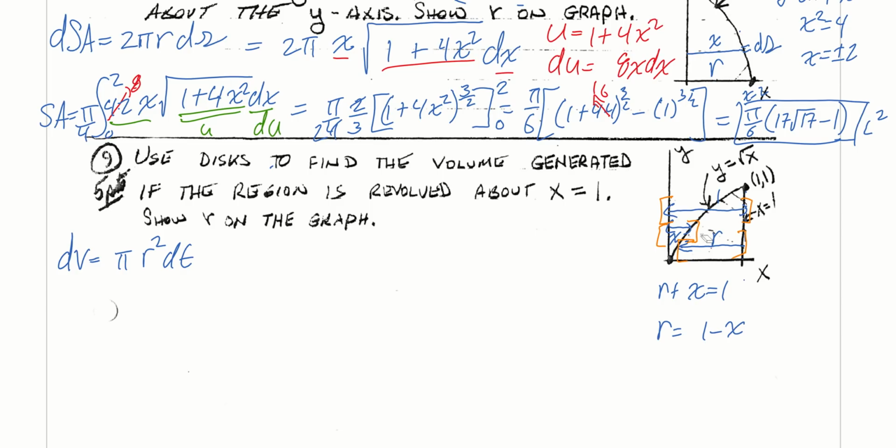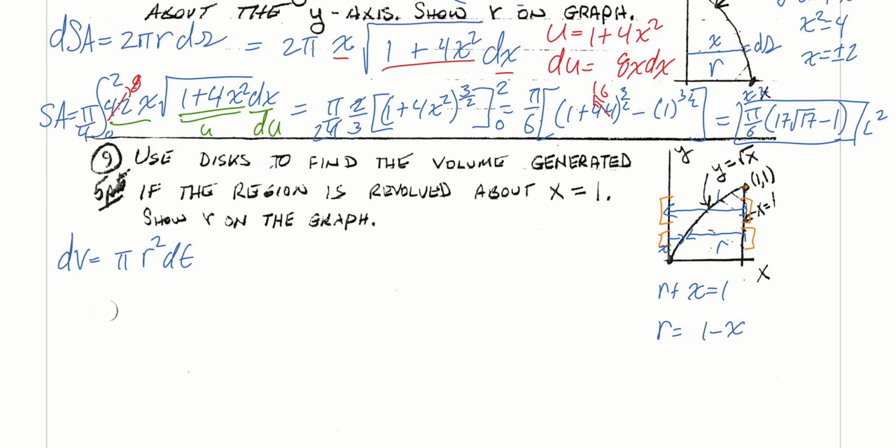I probably should have drawn r and x at the same height to show that relation. So r would be right here, and this would be x. That way you see that their lengths actually equal the overall 1. So I know that r has to equal 1 minus x. And that makes sense: if x equals 1, it means it's all the way out to here, and my radius here is 0.